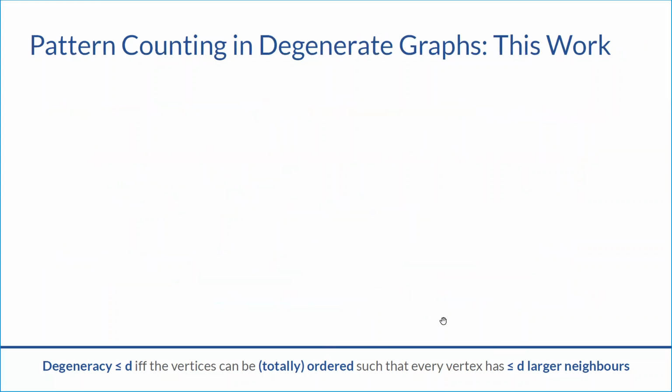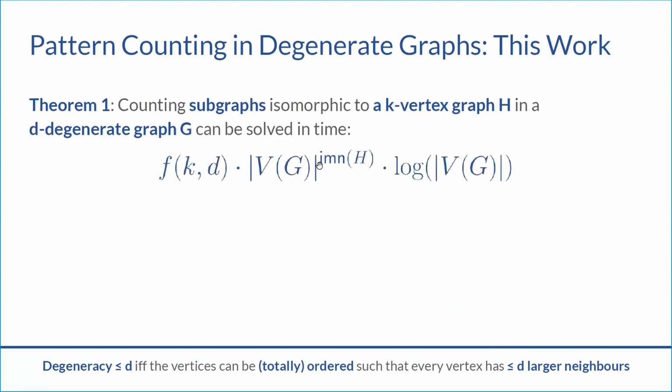Now I can finally show you our main results. First, for subgraphs, we prove that given a k-vertex pattern graph H and a D-degenerate host graph G, we can count subgraphs in G isomorphic to H in time f of k and D, where f is some computable function, times the number of the vertices of the host graph to the induced matching number of the pattern times the log in the size of the host graph.